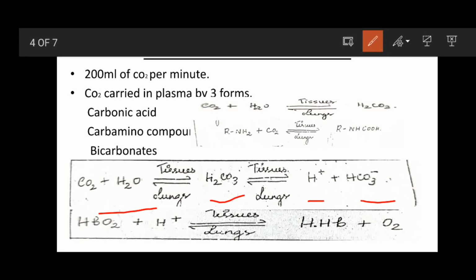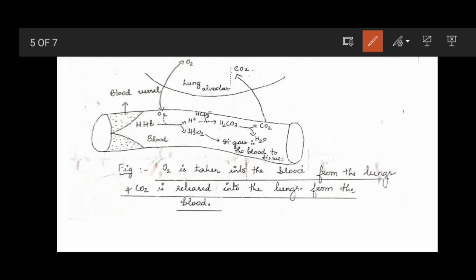RBC. When the oxyhemoglobin reaches the cells, the hydrogen ion will react with the oxyhemoglobin to form reduced hemoglobin and oxygen. The oxygen released out will enter the cells and this reduced hemoglobin and the bicarbonate will move towards the lungs and be released out. Okay, don't get confused. I can repeat it again.